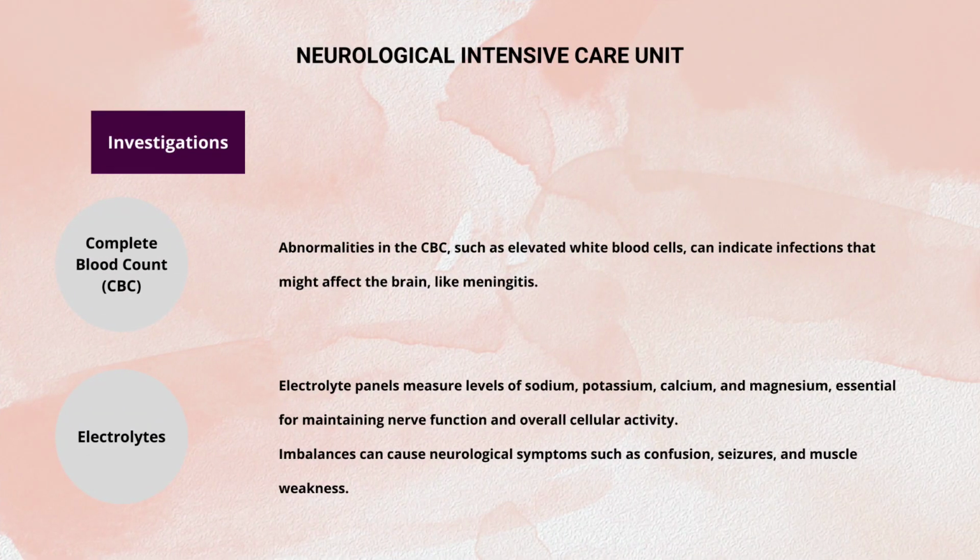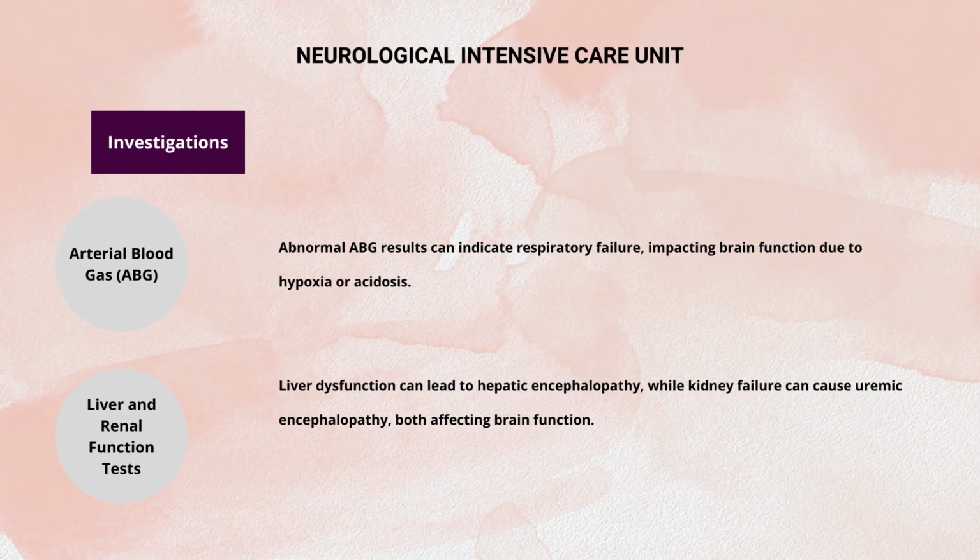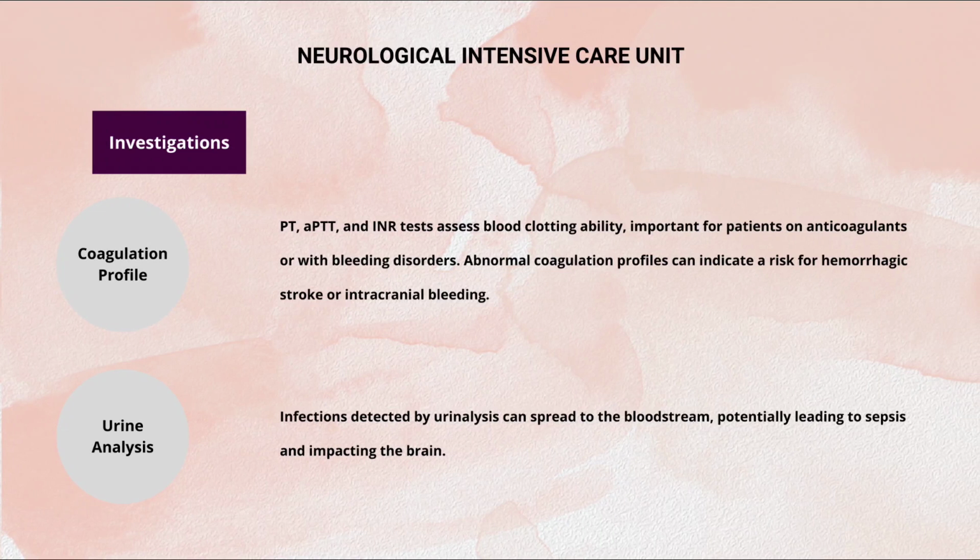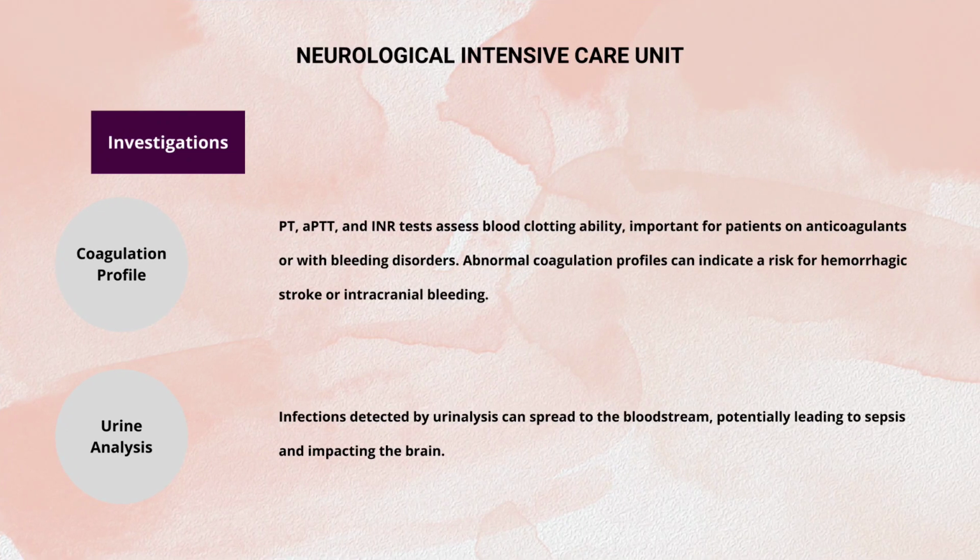Complete blood count can help indicate infections. Electrolyte imbalance can occur in confusion state, seizures, and muscle weakness. Arterial blood gas indicates respiratory or metabolic abnormalities. Liver and renal dysfunction affects brain function. Abnormal coagulation profile can indicate a risk for hemorrhagic stroke or intracranial bleeding. Urine analysis can detect infections.